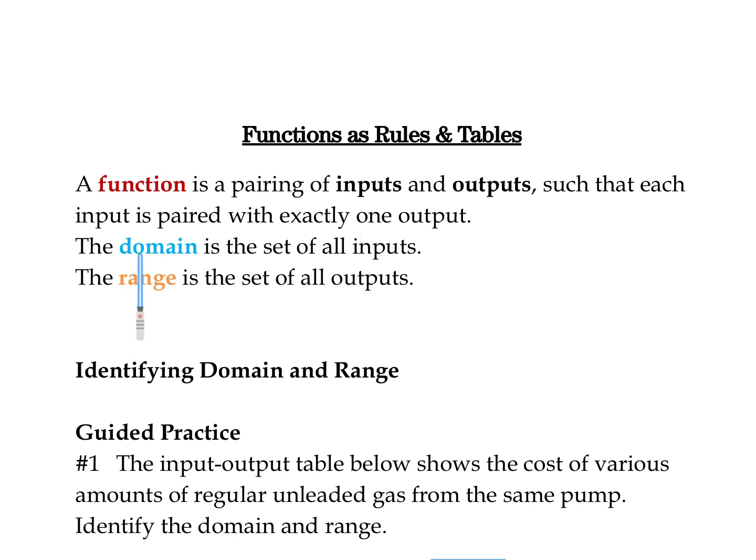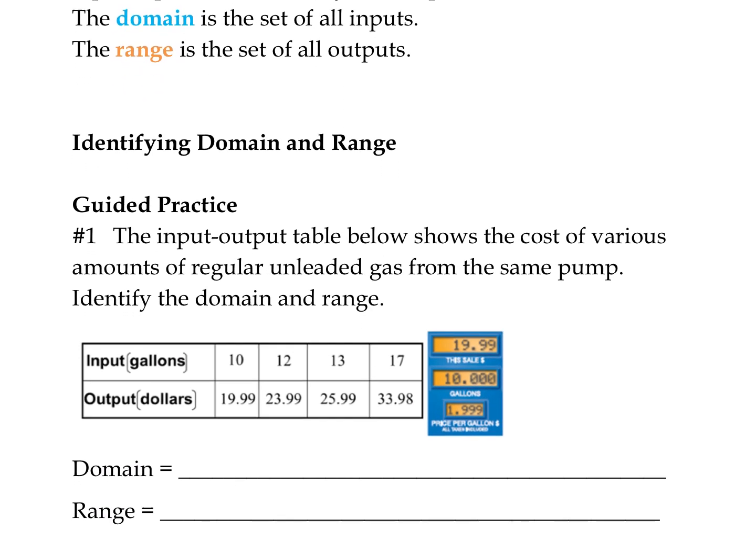The domain is the name we give for the set of all the inputs. So if we list out all the numbers that we plug into the function, that's called the domain. And when we plug those numbers in, we get some values out. Those are called the range. So the domain is all of your inputs. The range is all of your outputs. Let's see how we can identify some of these. So first let's look at domain and range.